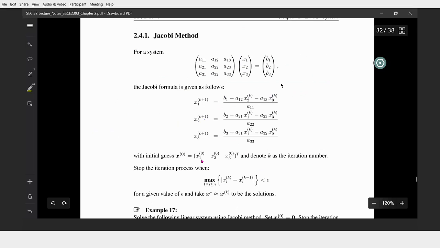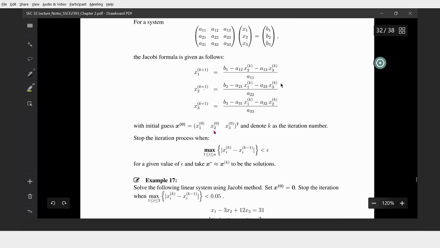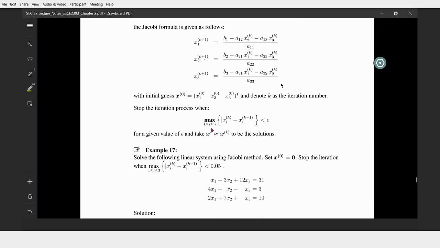With the initial guess, again, this should be known. Just refer to the problem. And then the stopping condition. Stop the iteration process when, this is the notation for the stopping condition, the max of the absolute value of x_i^(k) minus x_i^(k-1), meaning the difference between 2 consecutive x.